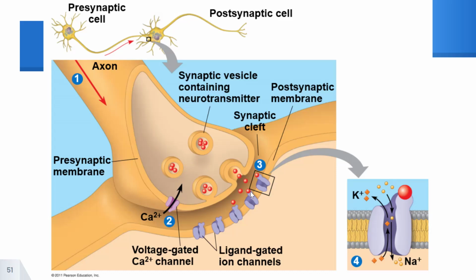They diffuse across the synapse, and then they're going to attach onto ligand-gated ion channels that are on the other side. So the neurotransmitters are your ligands, and they're going to cause those ion channels to open, which is going to trigger a response in the next cell, the postsynaptic cell.